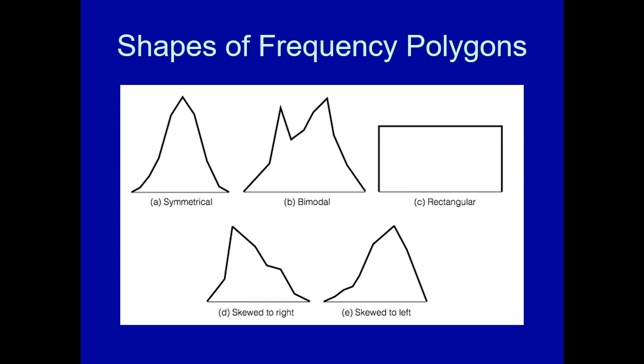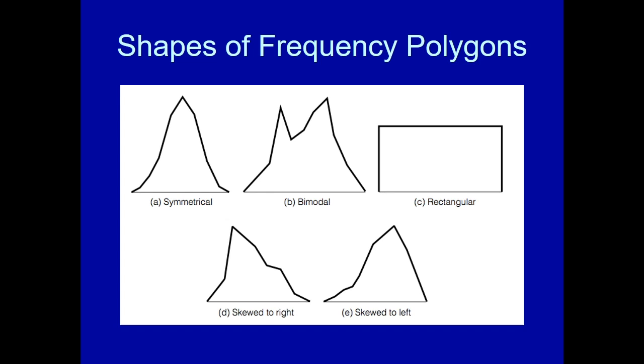So here are some different shapes of frequency polygons. Sometimes they may be symmetrical, where the left side is very similar to the right side, and that median point. And that's kind of the classic bell-shaped distribution. The second option is bimodal, which means it has two peaks, and this type of distribution could represent overlapping groups of males and females. The C option looks like a rectangle, and this is called a rectangular distribution. And this means that it's just showing that each class interval is equally represented.